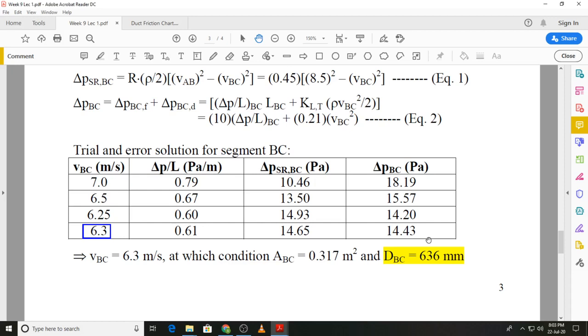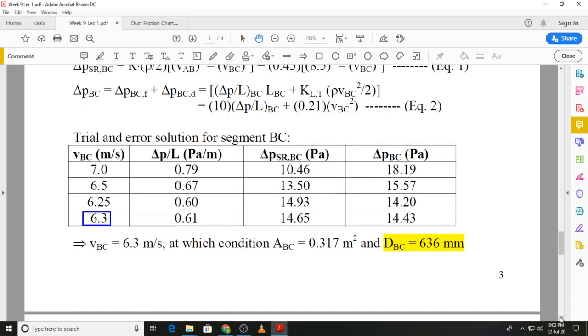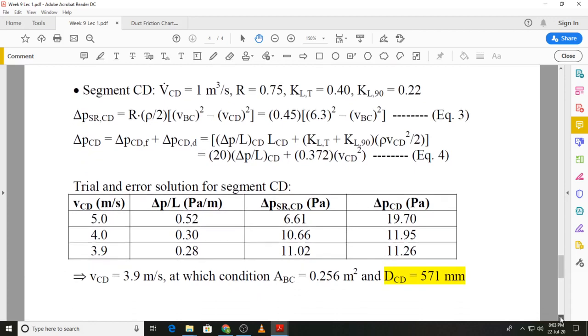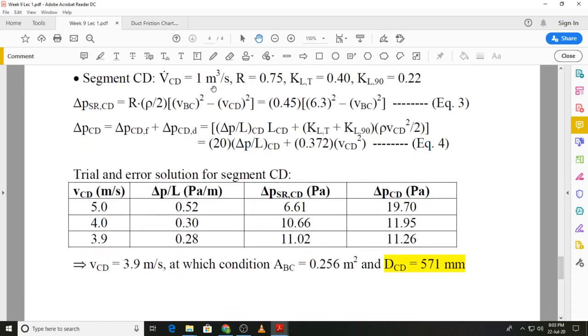and the same will be done for the remaining segment, that is CD. And in segment CD, because we now have an initial velocity of 6.3, our next guess of the velocity will be less than this value of 6.3, and I will move on to that part of the solution. And you can see that this time the volume flow rate is further reduced, because another 1 cubic meter per second went into another diffuser, and so we have a volume flow rate of 1 cubic meter per second.